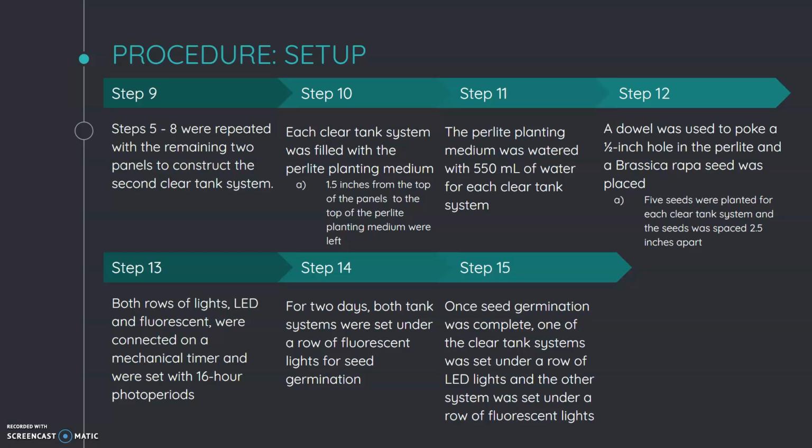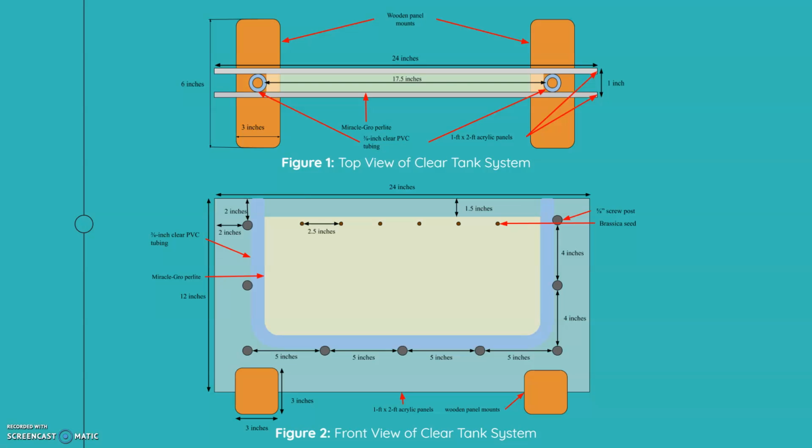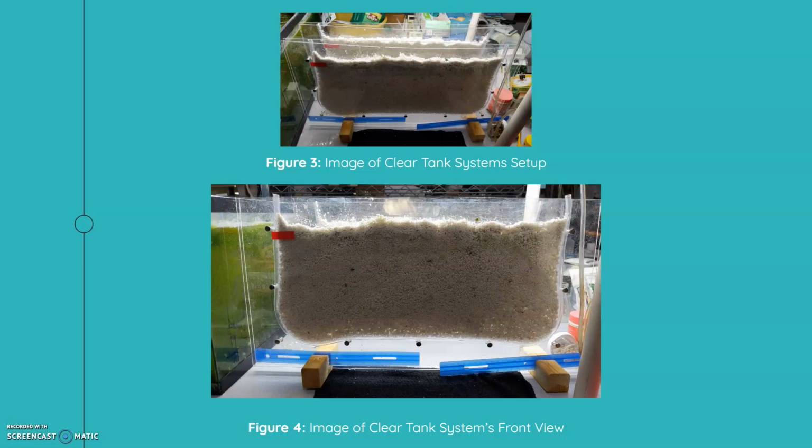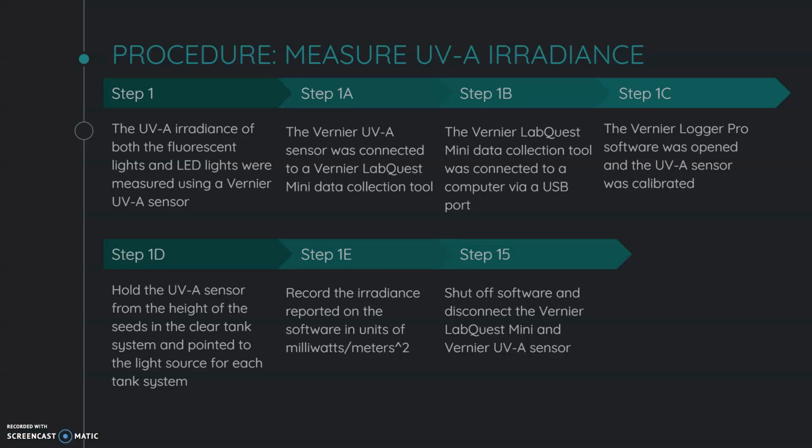And then I put perlite planting medium in each clear tank system up until 1.5 inches from the top of the tank system. I set the lights with a mechanical timer, and both tank systems sat under a row of fluorescent lights for seed germination. And these are graphs of my tank systems, and those are the setup images.